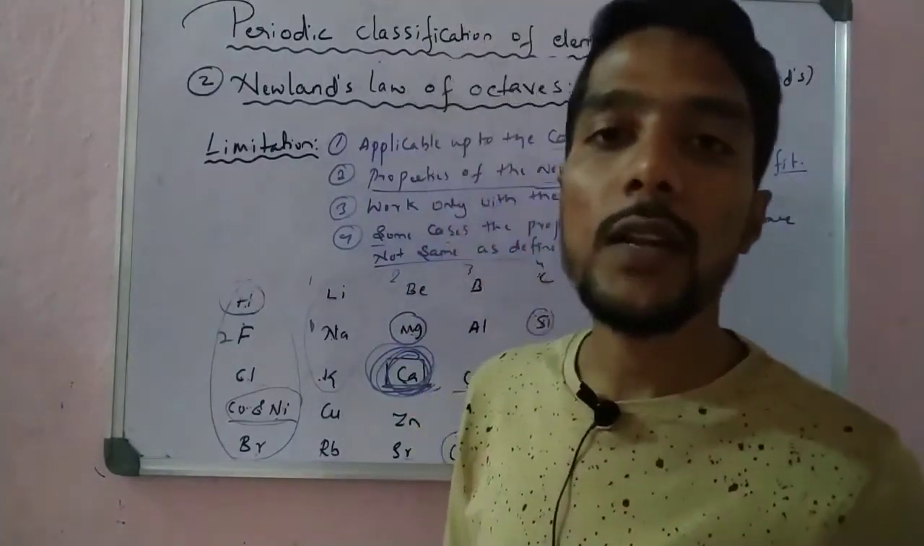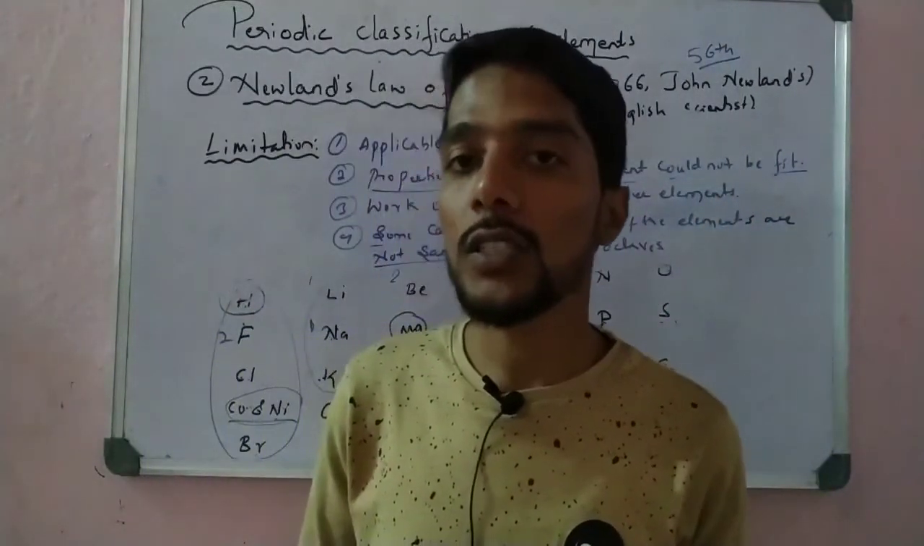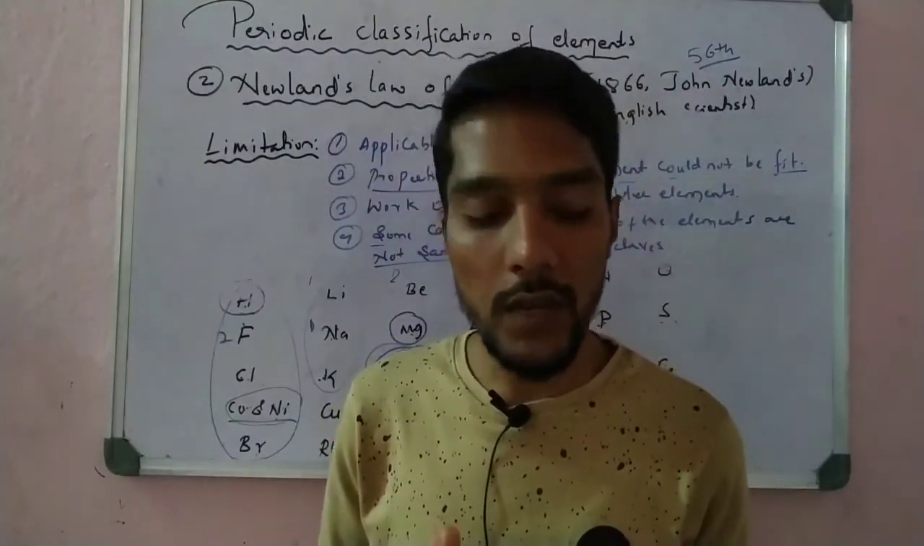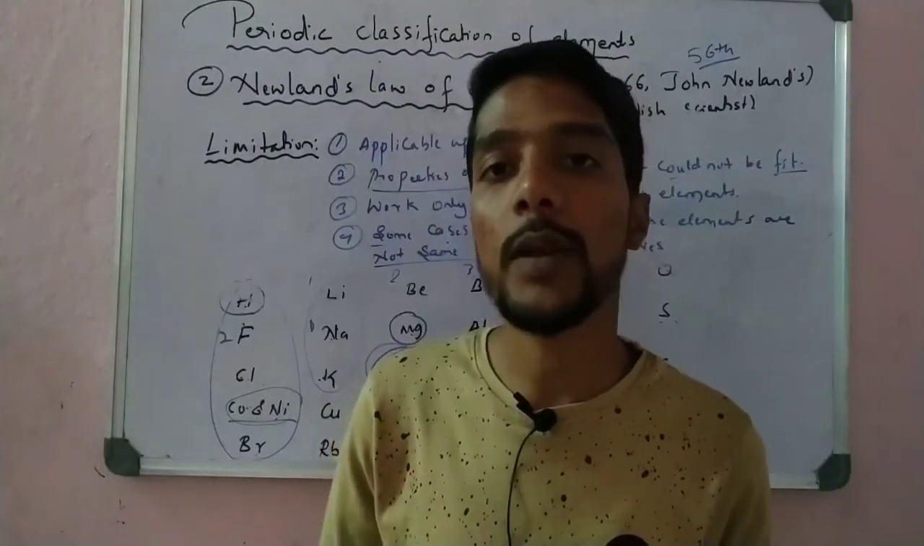So we read 2 theories, but both were later on failed due to some limitations. These are the two laws, two attempts at the classification of elements. In the next video we will take the next classification, the next attempt made by a scientist.